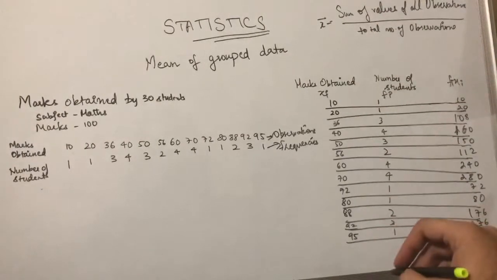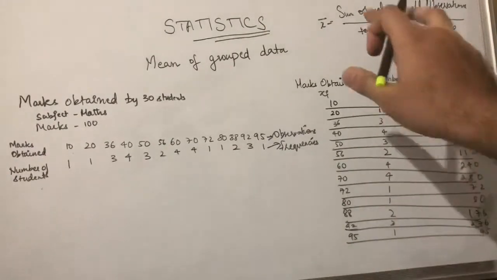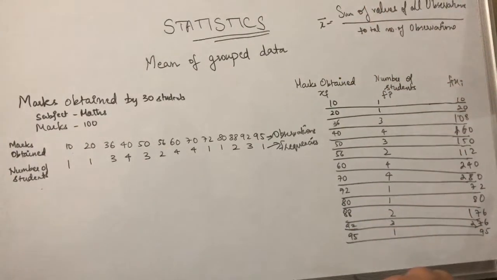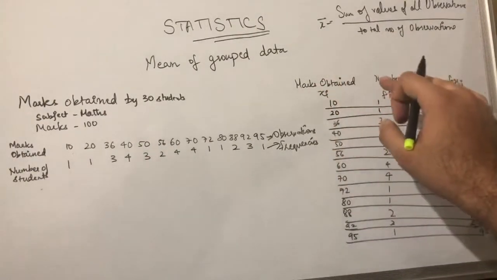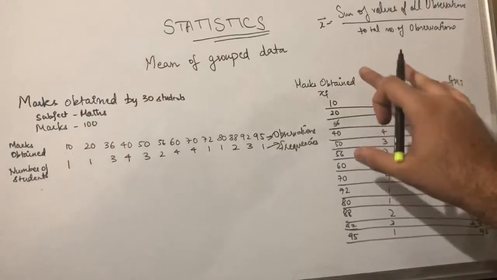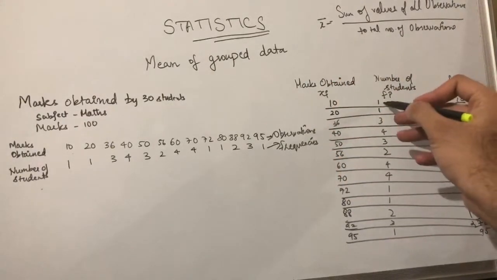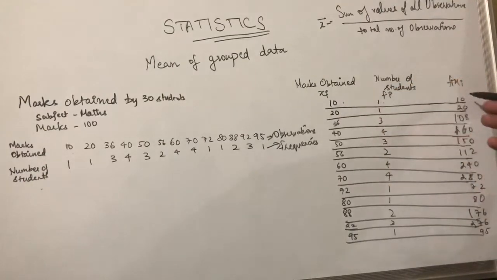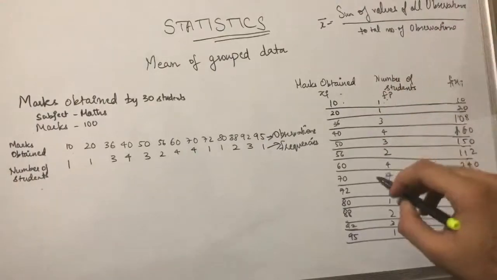Right? So what would this be now? Sum of values of all the observations. How would we find out the sum of values of all the observations? We need to find out what the values are and how many times each has occurred. In this case, how many students have got those marks? Here, one student got this mark. So this would be 10. I am just multiplying this value with this.